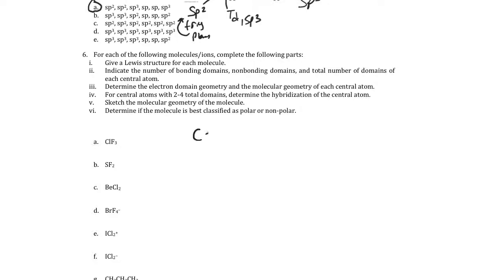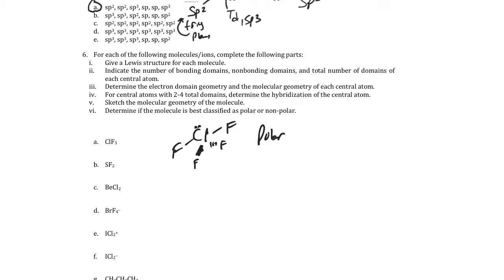ClF3, we've probably done this one enough times. And if you're not sure, just go through the proper steps to come up with a seesaw structure, because we have 5 total domains, 4 bonding and 1 non-bonding, and then the molecule ends up being polar.